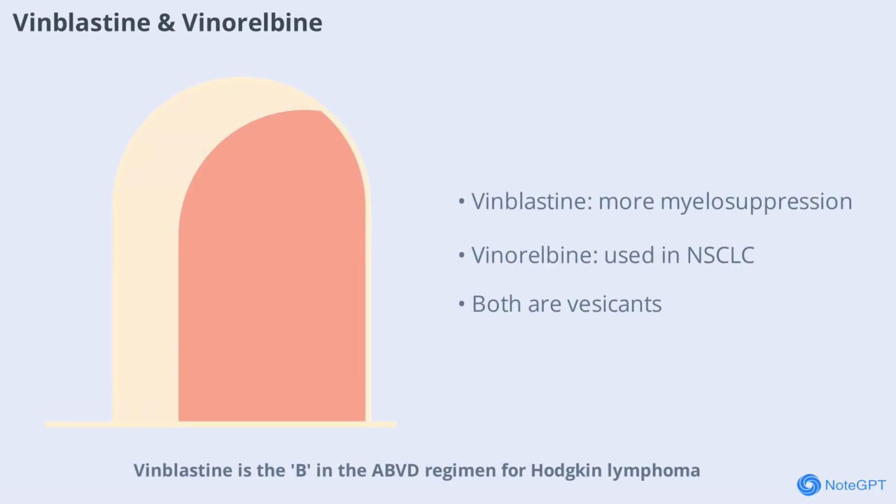Vinblastine is the B in the ABVD regimen for Hodgkin lymphoma. Compared to vincristine, it has more bone marrow suppression but less nerve damage. Like all Vinca alkaloids, it's a severe vesicant, meaning extravasation can cause significant local tissue damage. Vinorelbine, a semisynthetic analog, is mainly used for non-small cell lung cancer, with neutropenia as its dose-limiting toxicity rather than neuropathy. Each drug in this family has its own unique profile and clinical niche.